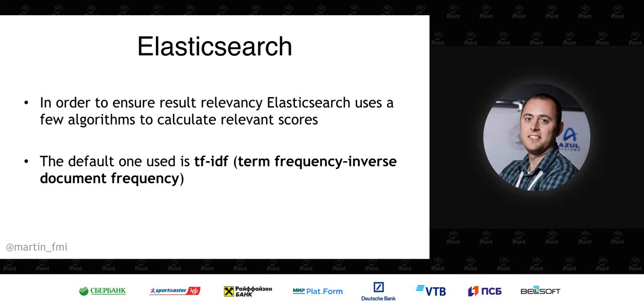Based on those two criteria, we can determine how relevant a document is according to the other documents currently indexed. However, this is not the only possibility that we can use in Elasticsearch. There is also support for other algorithms we can use to calculate relevance score, but this is the default one.